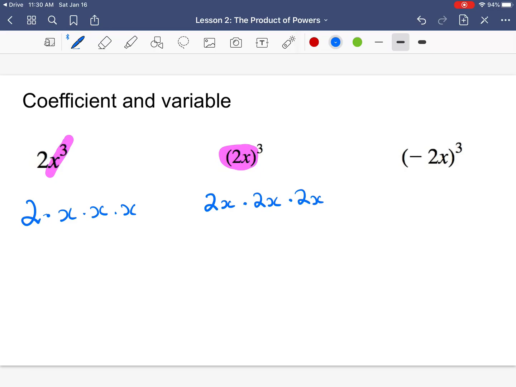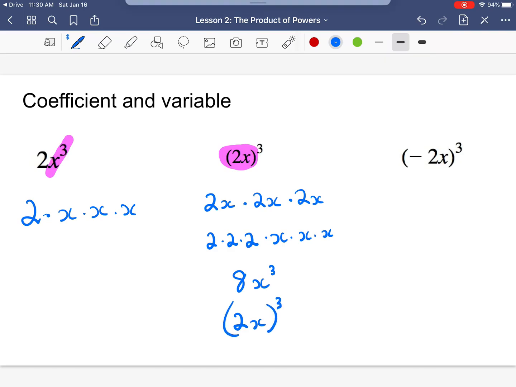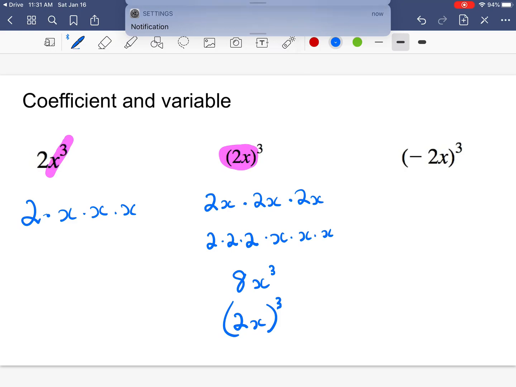And we can write an equivalent expression for that. 2 times 2 times 2 times x. And 2 times 2 is 4, times 2 is 8. So we could write 8x to the power of 3 as an equivalent expression for 2x in parentheses to the power of 3.